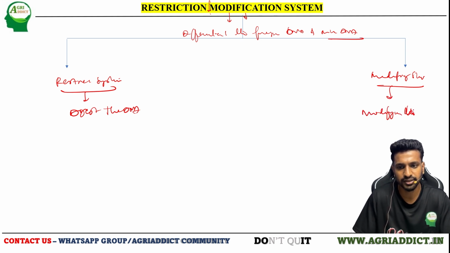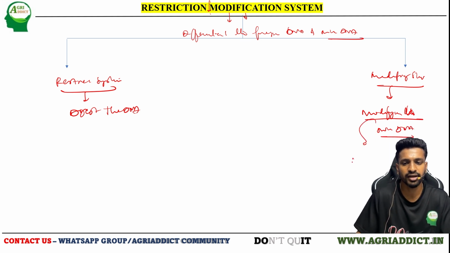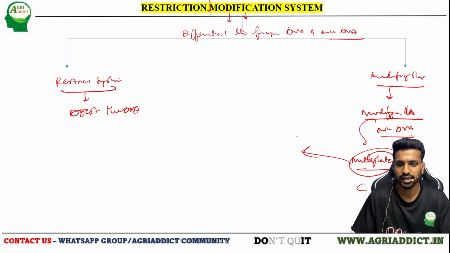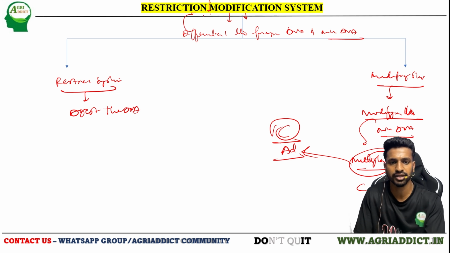Modify its own DNA. That means, as I told you earlier, it will mark its own DNA. How will it modify? It will methylate its own DNA at which residues? It is either cytosine or adenine residues. Okay, so this is how the modification occurs, and this system is called the restriction modification system.